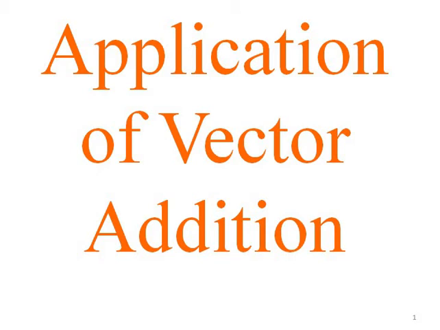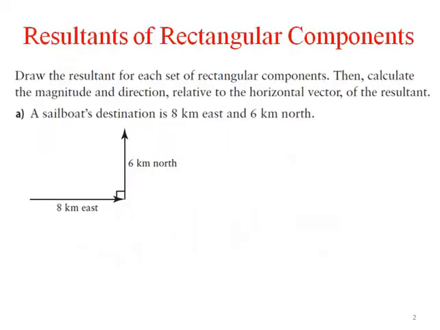Welcome to another video. In this video I want to talk about application of vector addition. Let's start with an example, which is resultants of rectangular components. Here in this example it says, draw a resultant for each set of rectangular components, then calculate the magnitude and direction relative to the horizontal vector of the resultant.